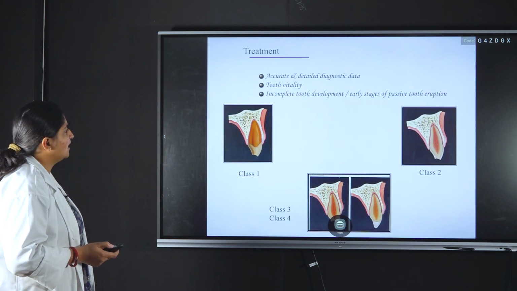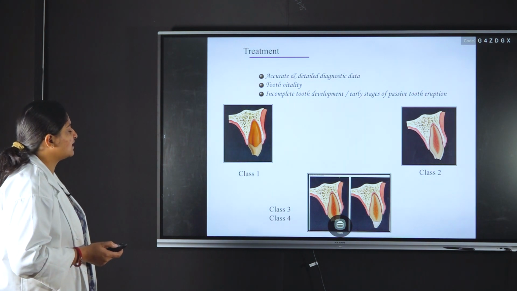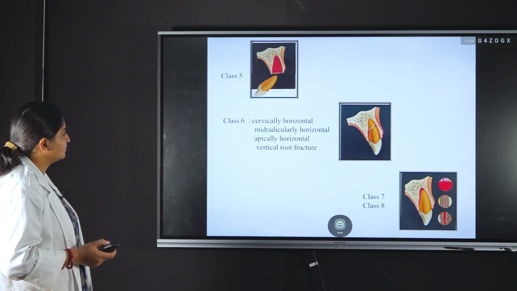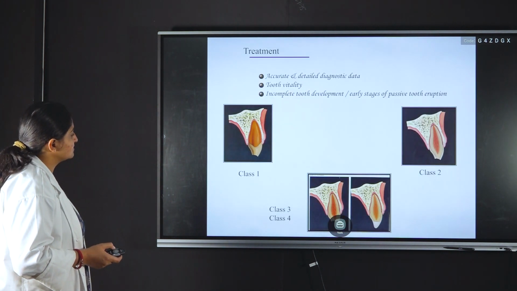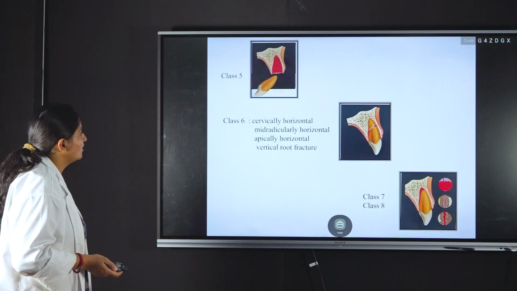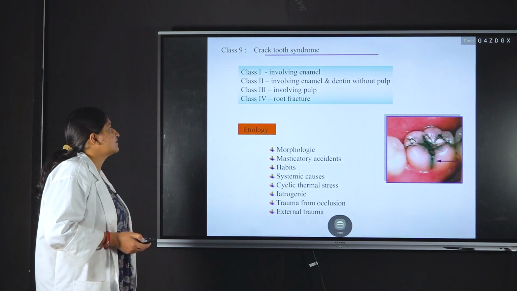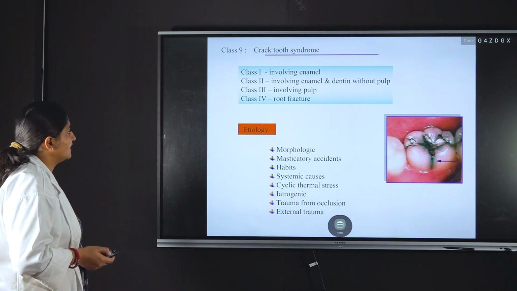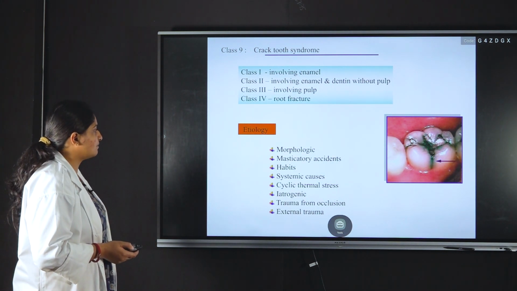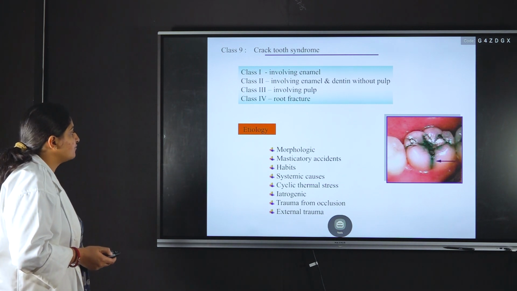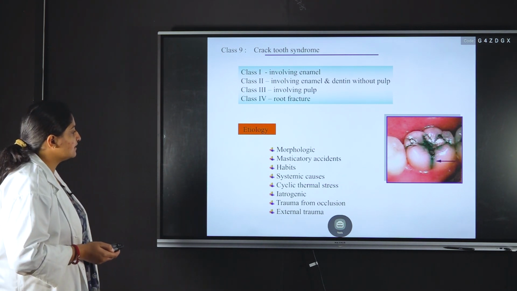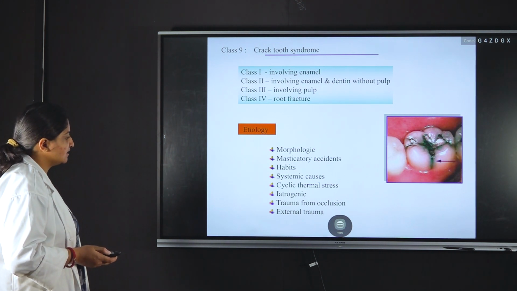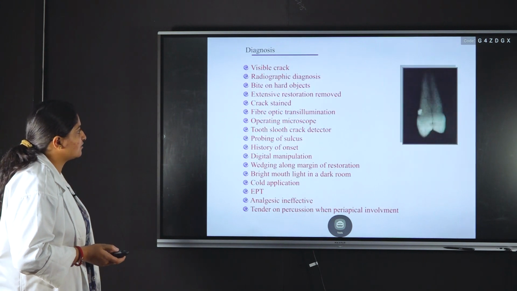Coming to the treatment: accurate and detailed diagnostic data, tooth vitality, incomplete tooth development or early stages of passive tooth eruption. The classes can be seen here: class 1, 2, 3, 4, 5, 6, 7 and 8. Coming to cracked tooth syndrome, that is class 9. Class 1 involves enamel, class 2 involves enamel and dentin without pulp, and class 3 involves pulp and root fracture. The etiology includes morphological factors, masticatory accidents, habit, systemic causes, cyclic thermal stress, iatrogenic thermal trauma from occlusion, and external trauma.